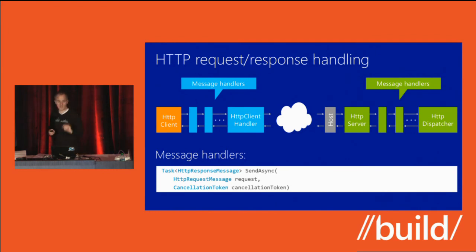There's a special one on the client that knows how to put the request on the wire and receive the response. That's the HttpClientHandler. It is itself just a message handler. And then when it gets to Web API on the server, we have an HTTP server implementation that some hosting layer deals with getting an HTTP request message off the wire and then hands it to our server, and it flows up. The last message handler in our pipeline is our dispatcher.